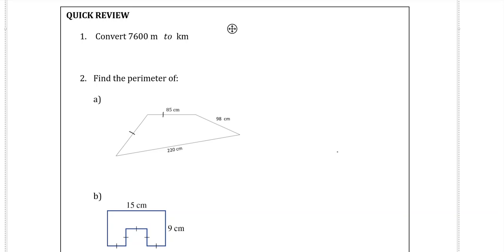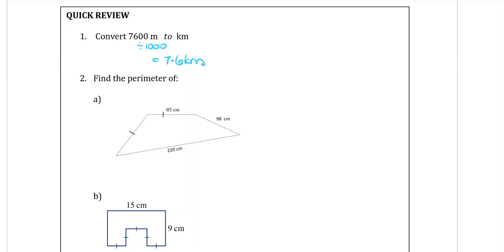Okay, so converting 7,600 meters to kilometers, what should I do? Yes, so 7,600 divided by 1,000 will be 7.6 kilometers. Good. All right, now let's revise perimeter.